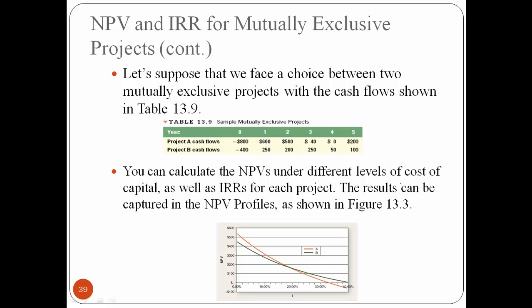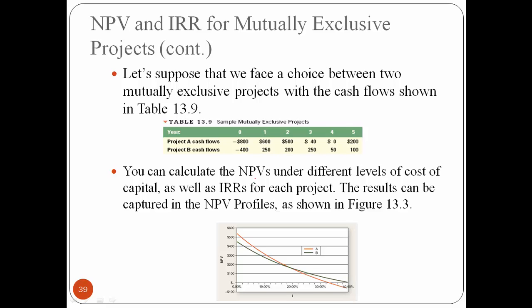Of course, the idea is we want the best out of all the proposals, but then the question is, how do we know which one is the best? If we look at table 13.9, we have 2 projects, project A and B here, and we have the timeline for each project and the cash flows.